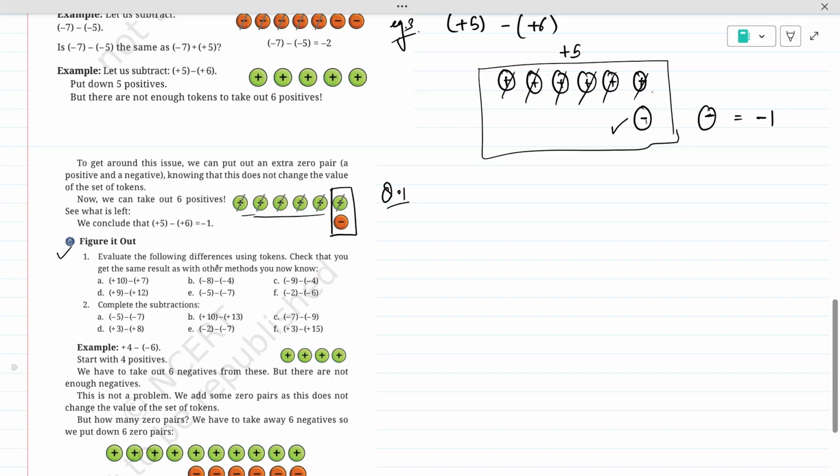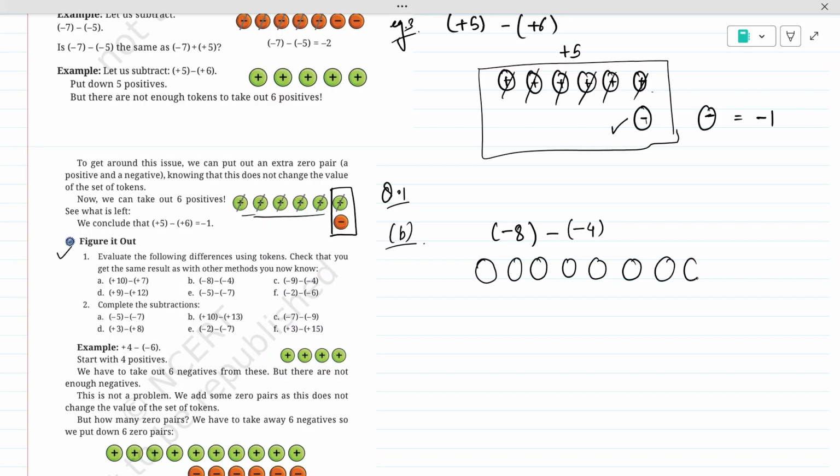Evaluate the following differences using tokens. Check that you get the same result as with other methods you know. Okay, so let me pick question B first. We have minus 8. From this, you have to subtract minus 4. See, kids, I'm making 1, 2, 3, 4, 5, 6, 7, 8. 8 negatives. This represents 8 negatives.